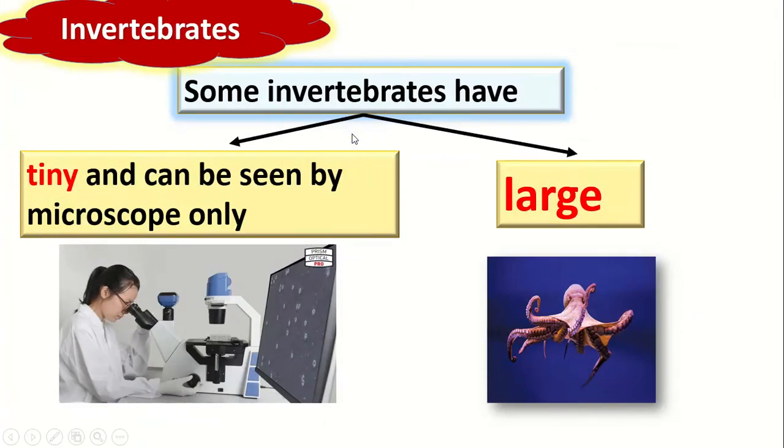What about the invertebrates? Some of them are very tiny and can be seen only by a microscope. A microscope is a device we use to see very, very small things and make them big so that we can see them. And there are also large invertebrates. So some of them are tiny and some of them are large.